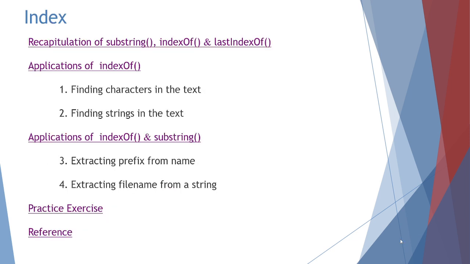Now we will see 4 programs in the Java environment: finding characters in the text, finding strings in the text, extracting a prefix from a name, and extracting a file name from a string.